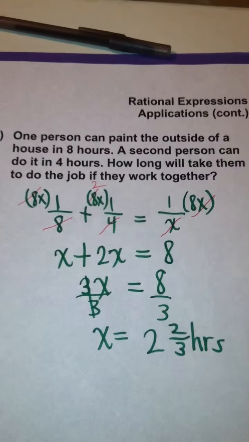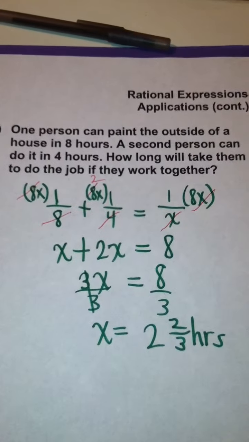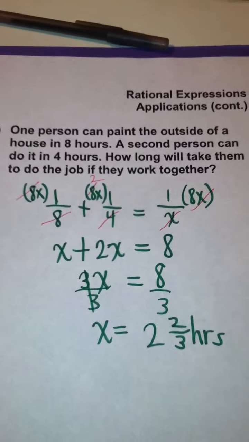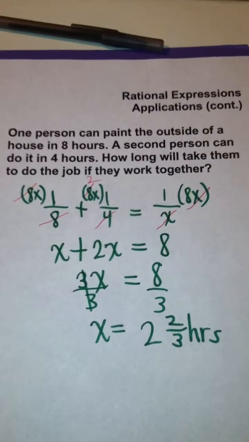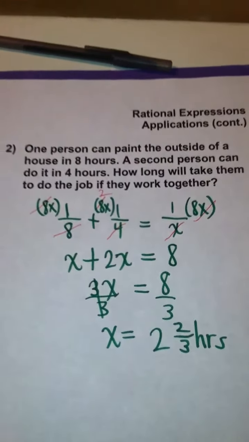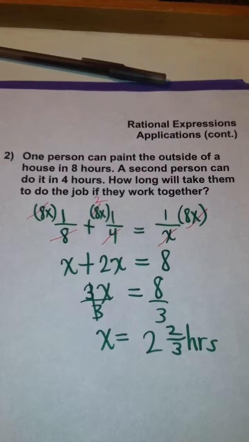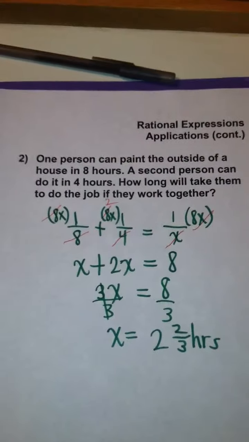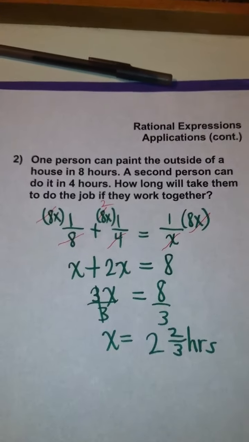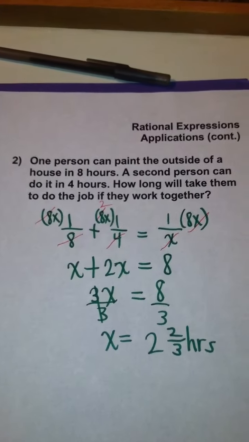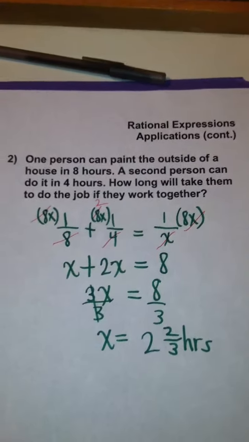And that makes sense. If two people are working together to accomplish one job, it should take less time than if they were to do the job separately. This concludes our discussion on word problems involving rational expressions or equations.